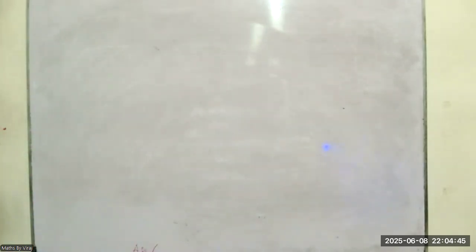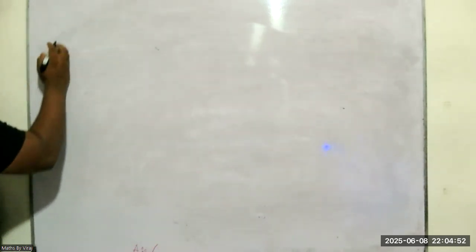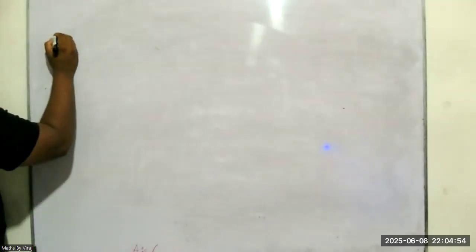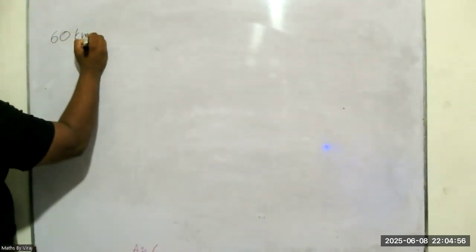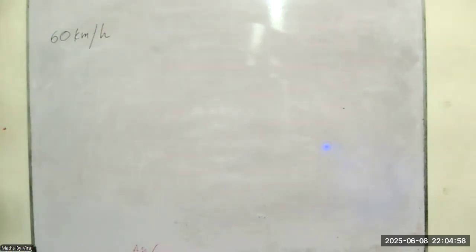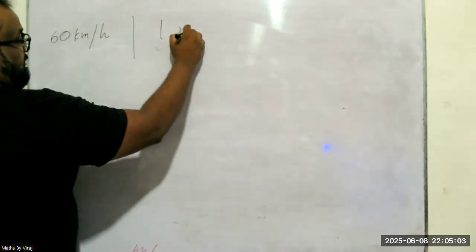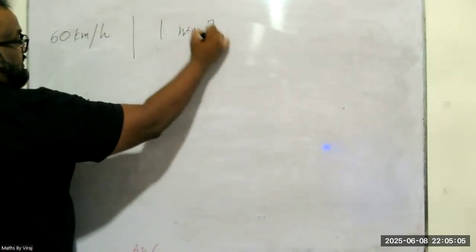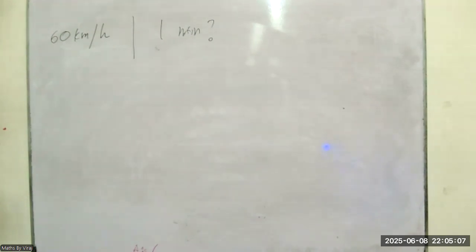Distance time graphs. Now, what if I ask a question like this? If a vehicle travels with a speed of 60 kilometers per hour, how much of a distance will it travel in 1 minute? What do you think? If a vehicle travels with the speed of 60 kilometers per hour, how much of a distance do you think it will travel in 1 minute?